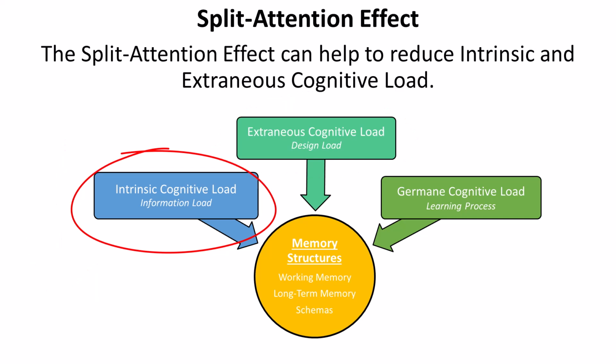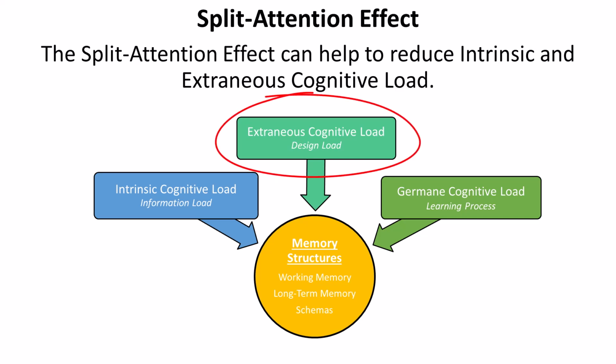Intrinsic load is reduced because we are decreasing the complexity or element interactivity. We are also reducing extraneous cognitive load by presenting the information all in one place, reducing the need for learners to search for the next nugget of information that they need to continue learning.